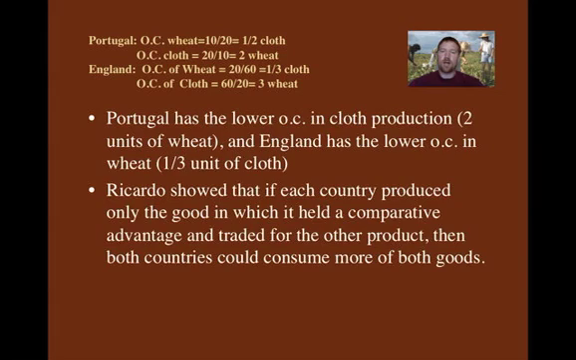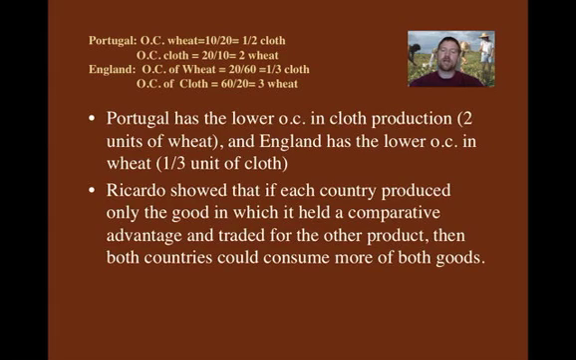Well, what about cloth then? Who gives up the least amount when producing cloth? Well, Portugal, when they produce cloth, they give up 2 units of wheat. England, on the other hand, gives up 3 units of wheat. So Portugal has the lowest opportunity cost when producing cloth.